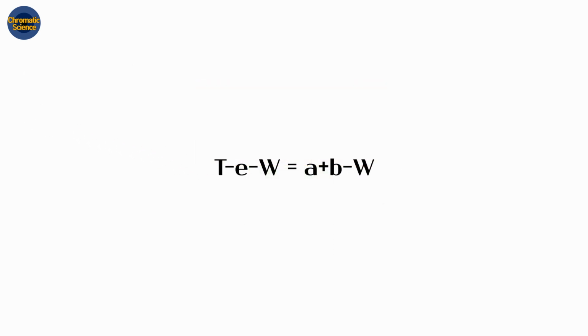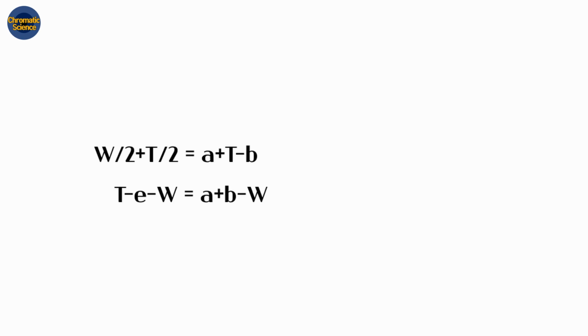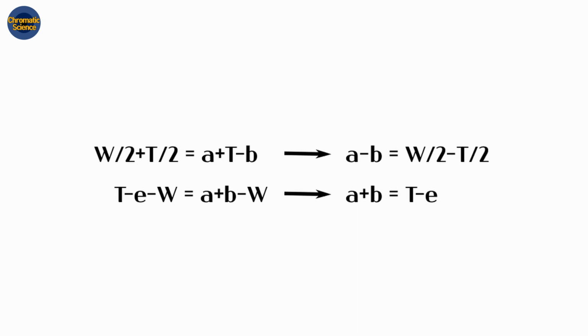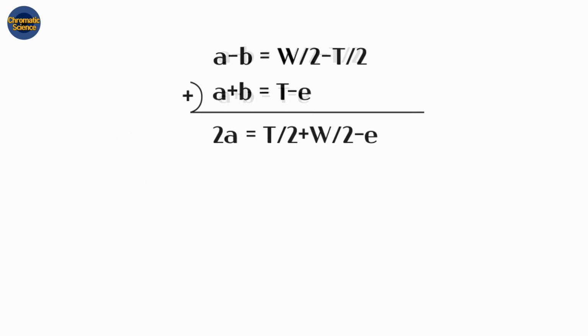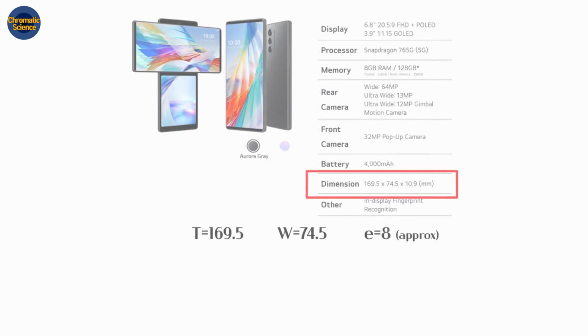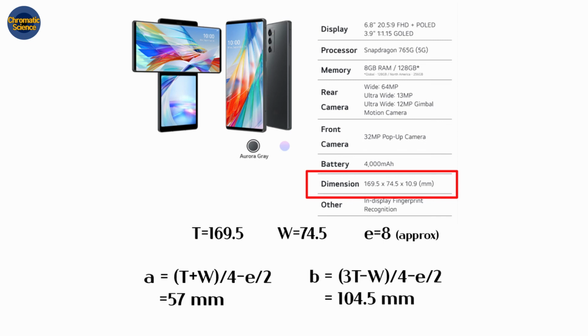If you write down the two equations, we have these simple simultaneous linear equations with respect to A and B. If you rewrite these two equations, you can get slightly simpler equations for A and B, and then you can add them together and divide by 2. Then you're gonna get A like this. In a similar way, you can get B like this. From the specifications of this phone, you can get the T value and W value. Let's assume that the amount of extrusion is 8 millimeter, then you can get the numerical results like this.